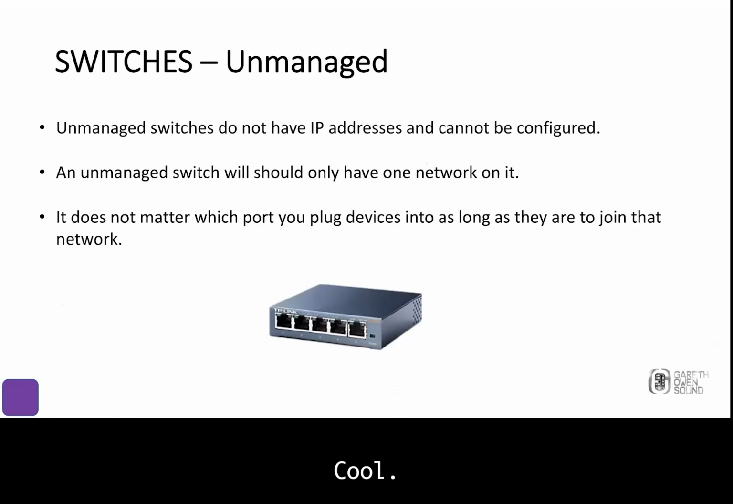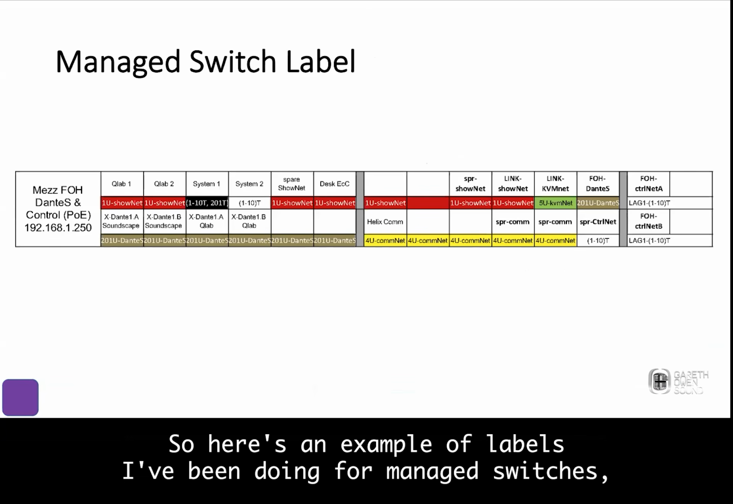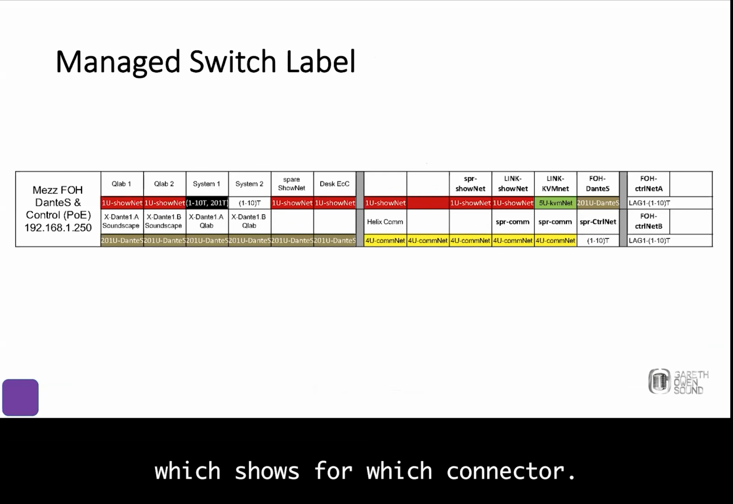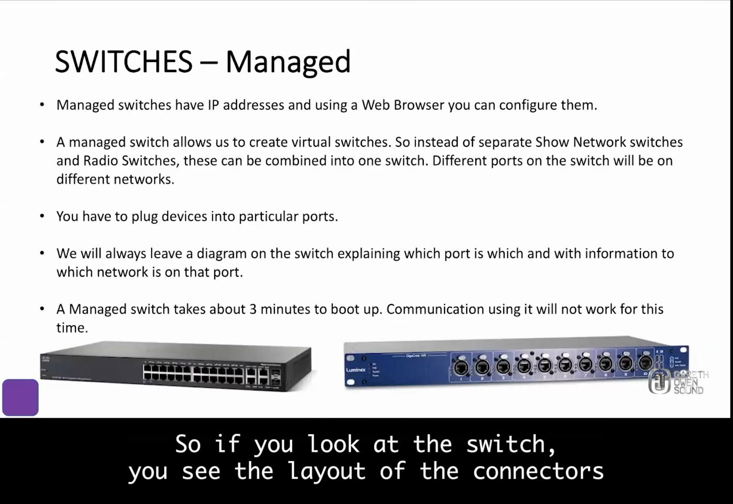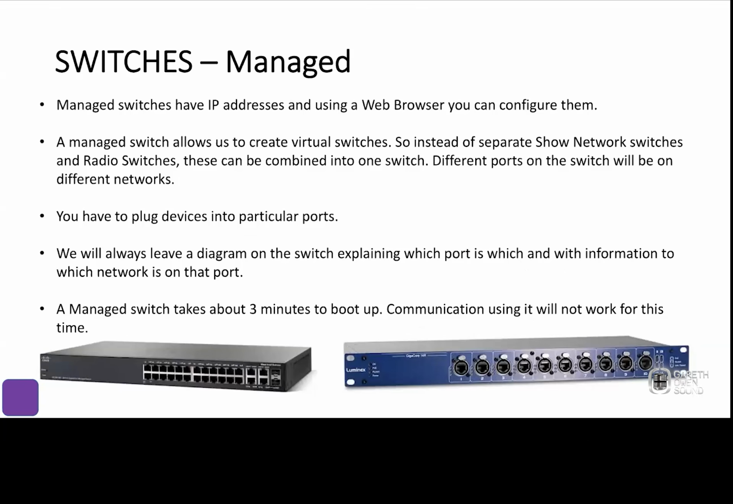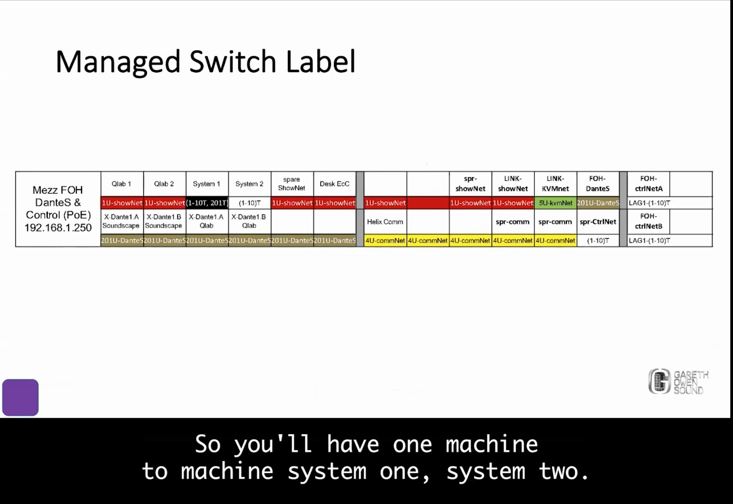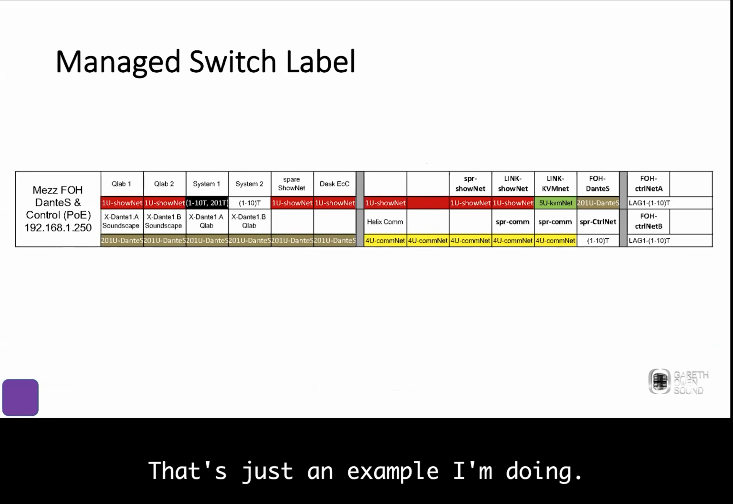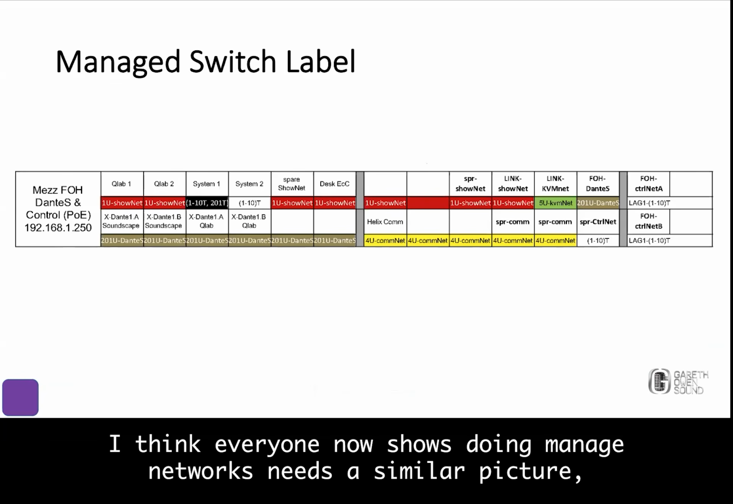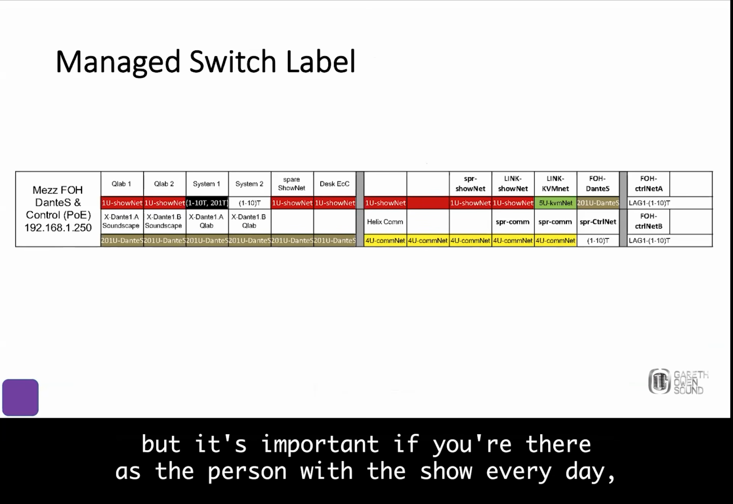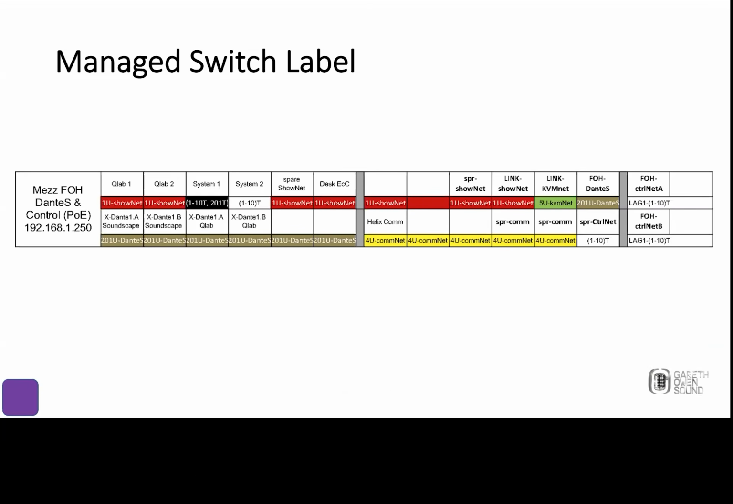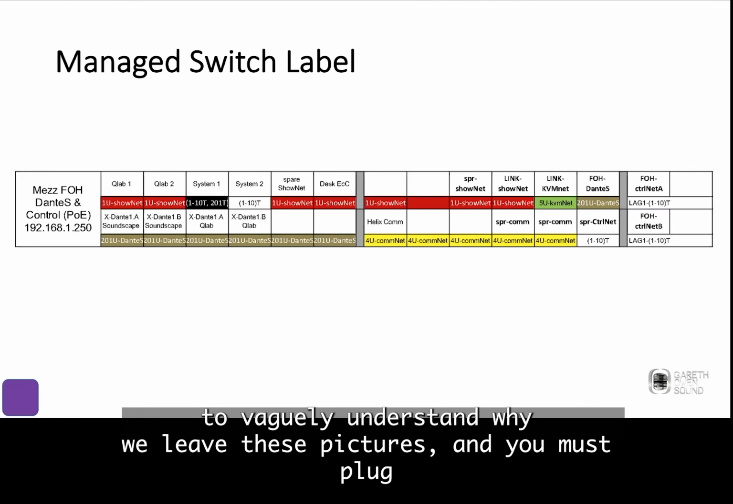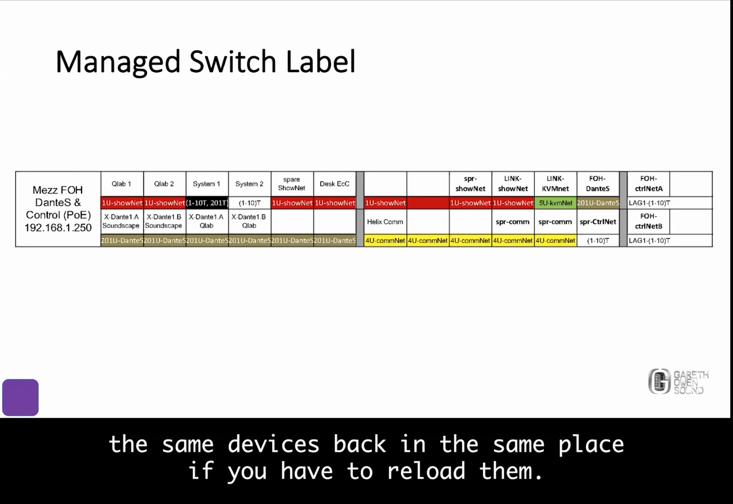Cool. Which way is down? That way. So here's an example of labels I've been doing for managed switches, which shows which connector goes to which device. If you look at the switch, you see the layout of the connectors: QLab 1 machine, QLab 2 machine, system 1, system 2. Below is a load of information that we'll come on to next week. That's just an example I'm doing. I think every show doing managed networks leaves a similar picture. But it's important, if you're there as the person with the show every day, to vaguely understand why we leave these pictures, and you must plug the same devices back in the same place if you have to reload them.